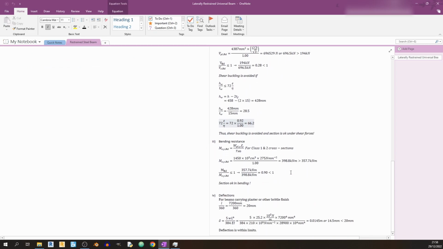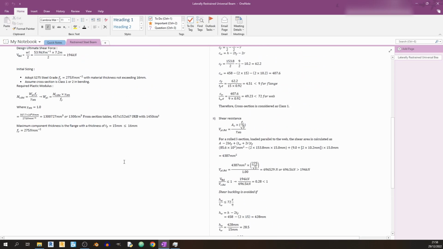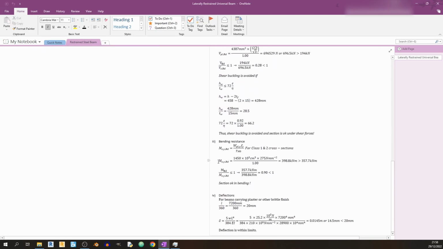Moving on to bending resistance. So this equation over here is similar to the one over here. So now we just need to key in the values of plastic modulus over here and the yield strength of our member over here, and gamma M0 is just 1 in this case. So we will get 398.8 kilonewton meters of bending moment resistance. So this value is much greater than the design bending moment. So this section is okay in bending.